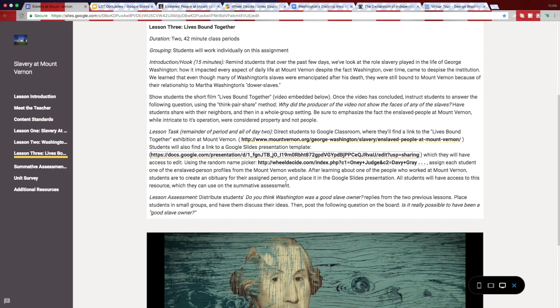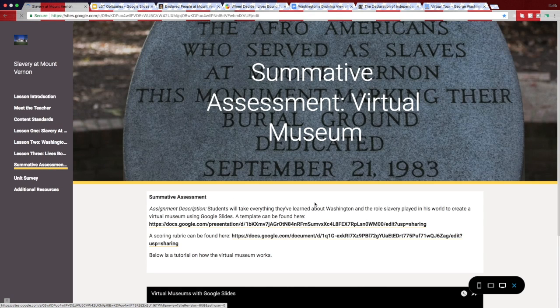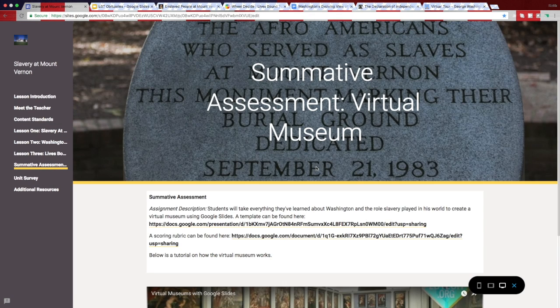Now, once again, we will go back to that idea of, do you think Washington was a good slave owner? And at this point, we're going to really hone in on the question, is it really possible to have been a good slave owner? All of this is going to lead us to our final project, where students are going to create a virtual museum about slavery in George Washington's world.